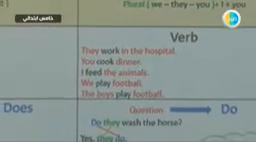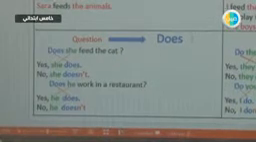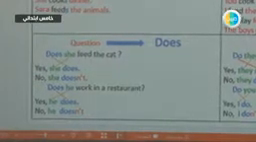Now today we will talk about how do we make questions using the present simple. When we ask simple questions using the present simple, we use does with singular pronouns or singular nouns. And we use do with plurals or plural pronouns, okay? Let's see the examples. Now we say, does she feed the cat? She is a singular pronoun, one. So we say, does she feed the cat?